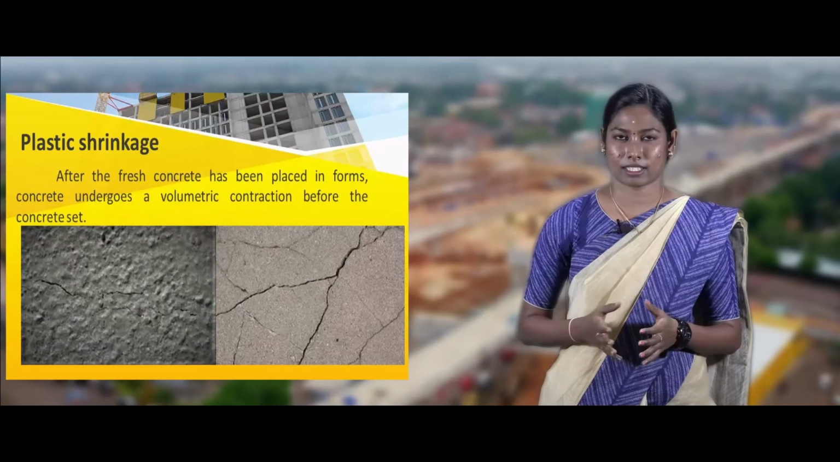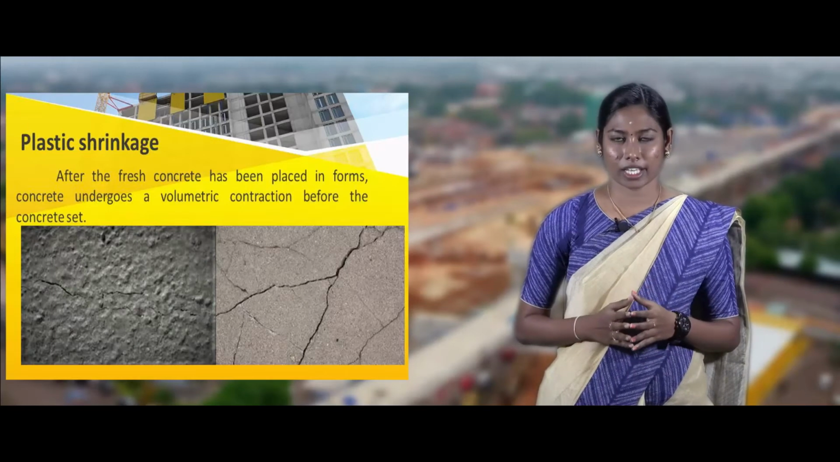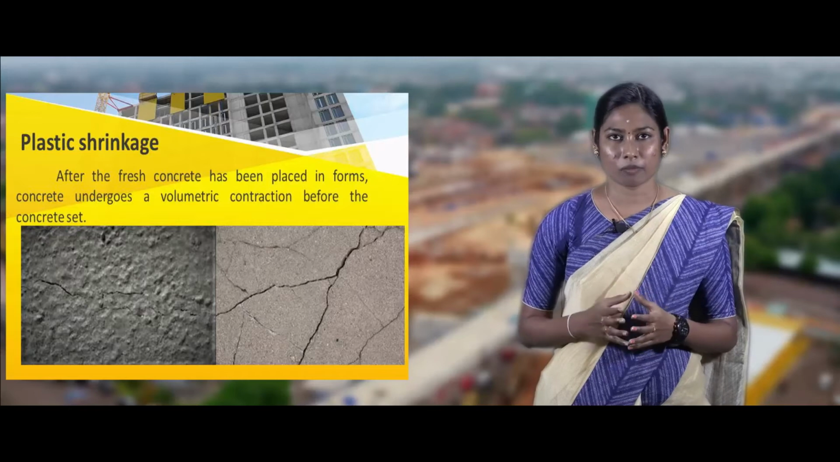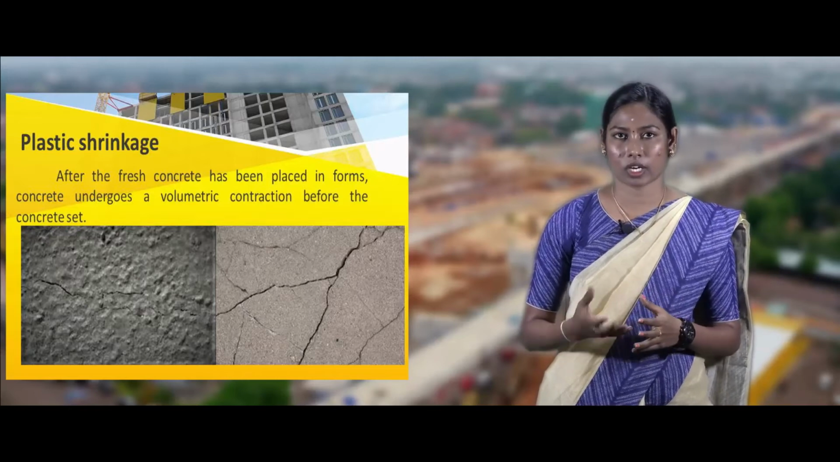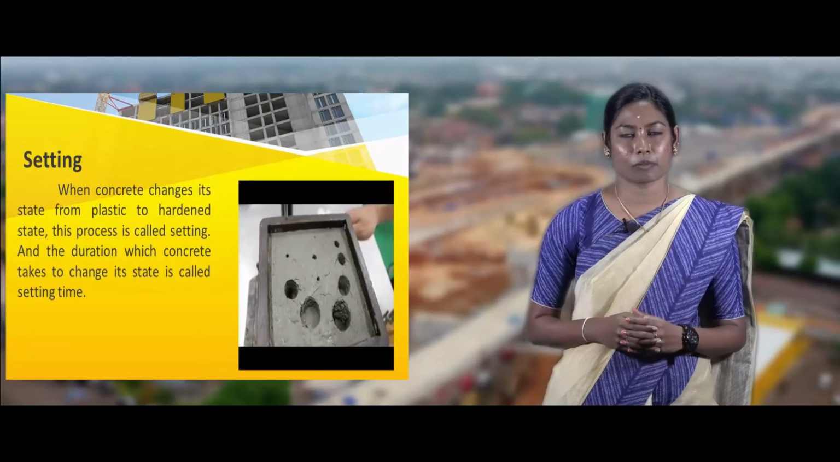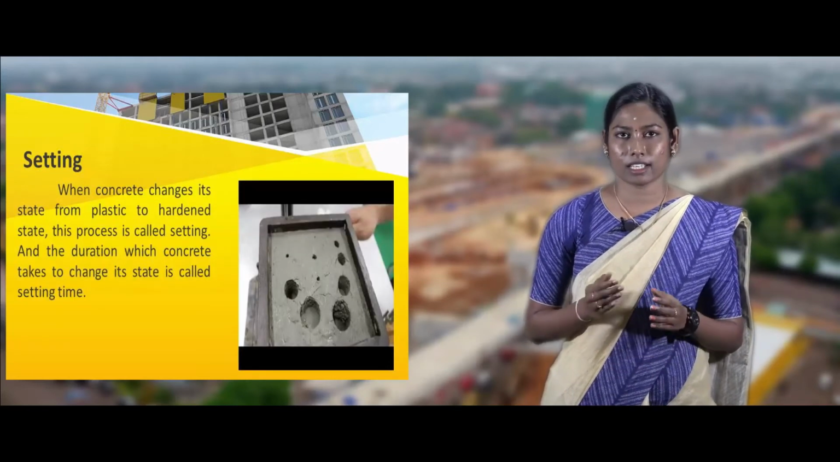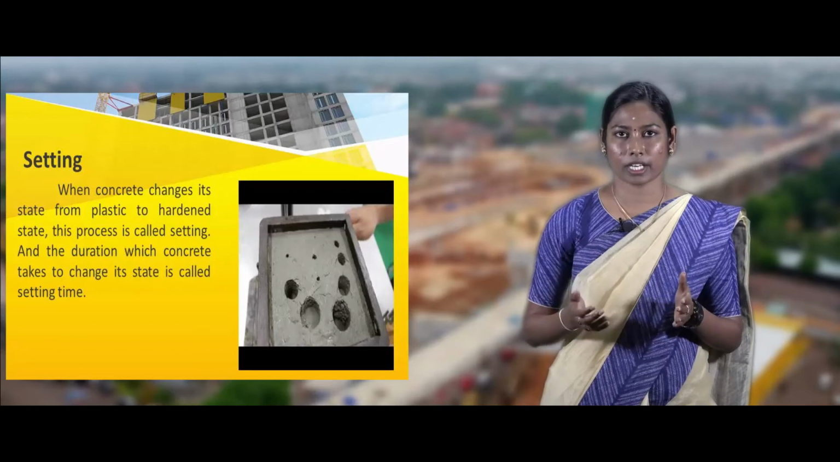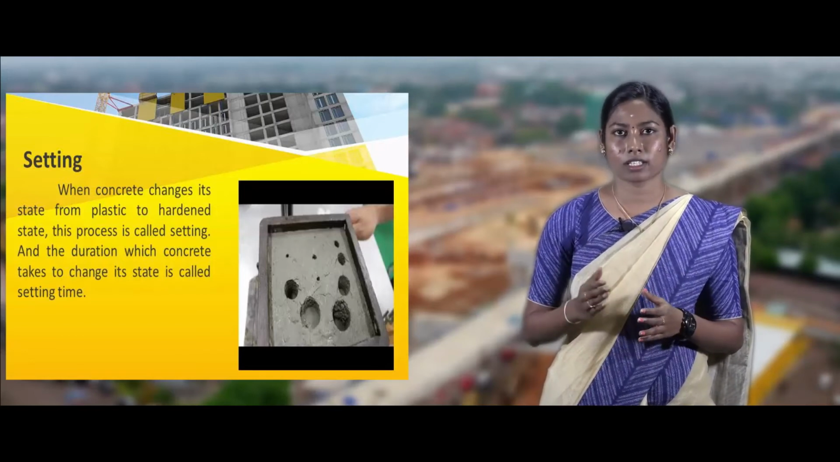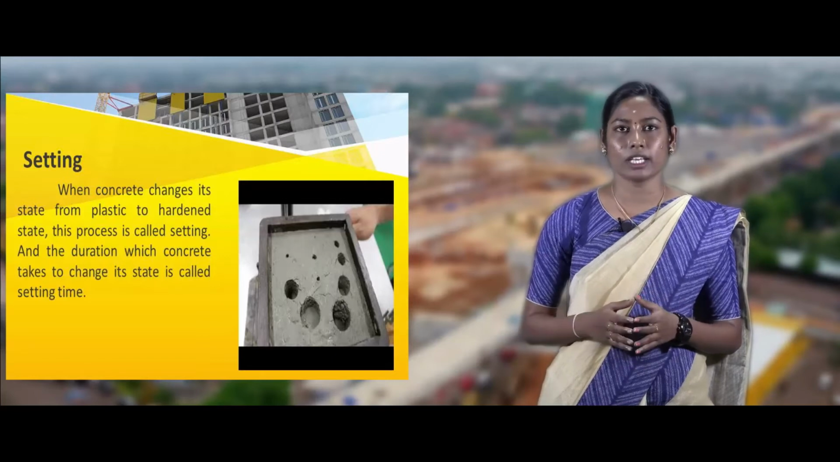Next one is plastic shrinkage. After the fresh concrete has been placed in forms, the concrete undergoes a volumetric contraction before the concrete sets, which is said to be plastic shrinkage. Next one is setting time. When the concrete changes its stage from fresh to hardened, it is said to be setting, and the duration over which this change takes place is said to be the setting time.